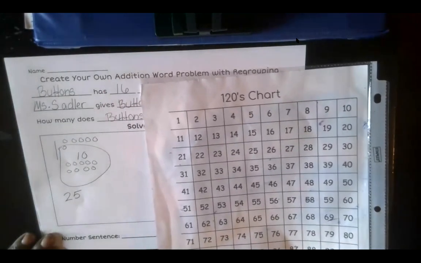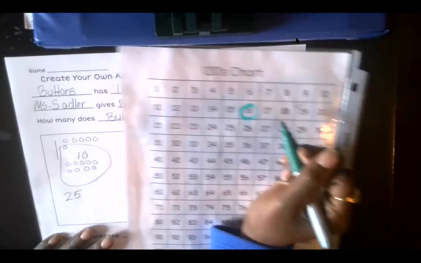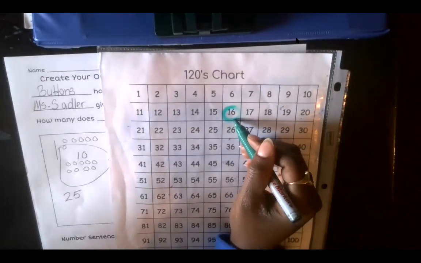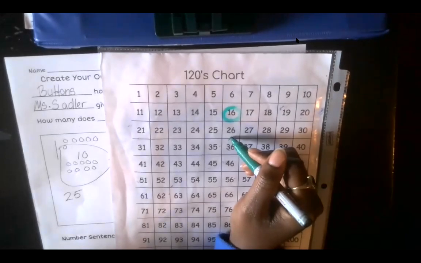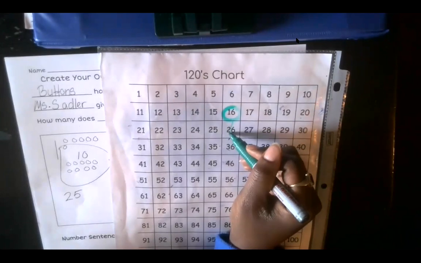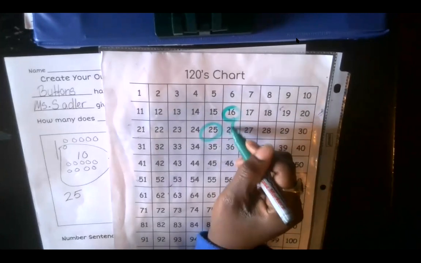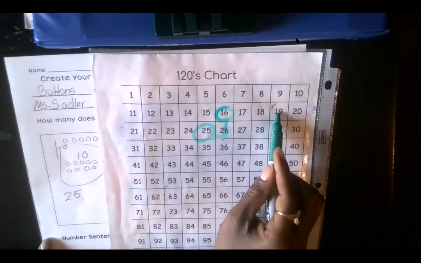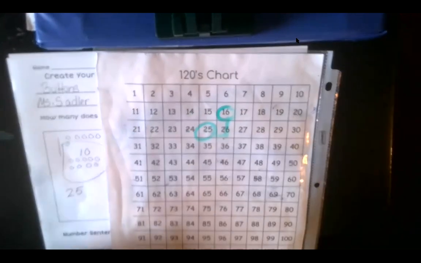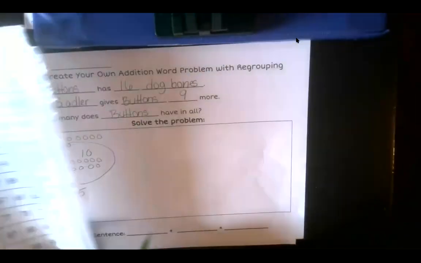with my hundreds chart. So if I start at 16 plus 9, so I know if plus 10, if we go down, that's plus 10, but that's too much. So I'm going to go down and then to the left 1 because that's 9. See? 1, 2, 3, 4, 5, 6, 7, 8, 9. So when I explain it, we'll move that out of the way.